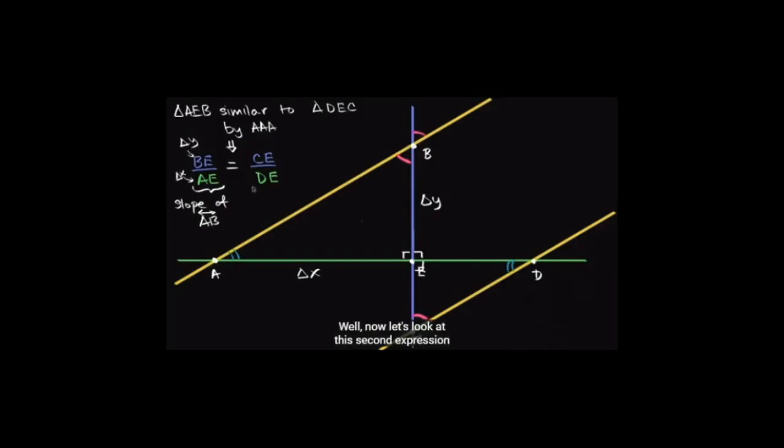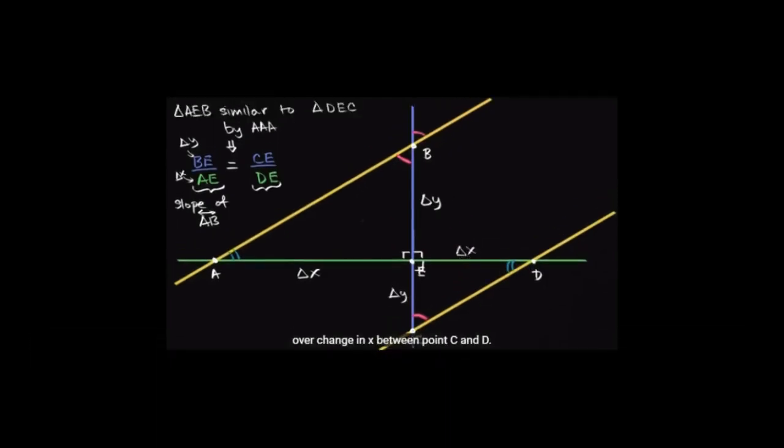Well, now let's look at this second expression right over here, CE over DE. Now this is going to be change in Y over change in X between point C and D. So this right over here is the slope of line CD. And so just like that, by establishing similarity, we were able to see the ratio of corresponding sides are congruent, which shows us that the slopes of these two lines are going to be the same. And we are done.